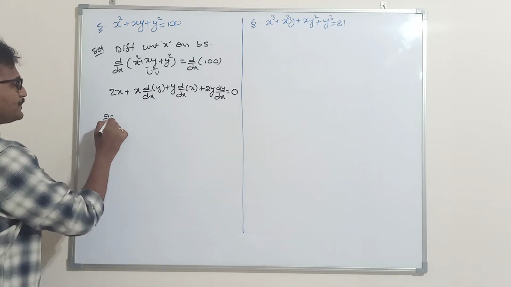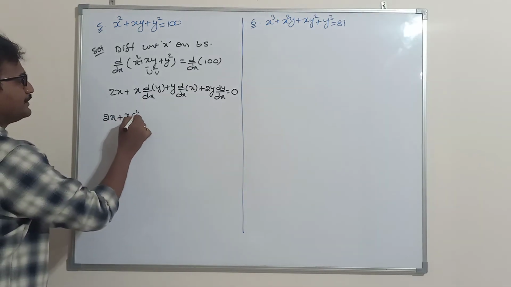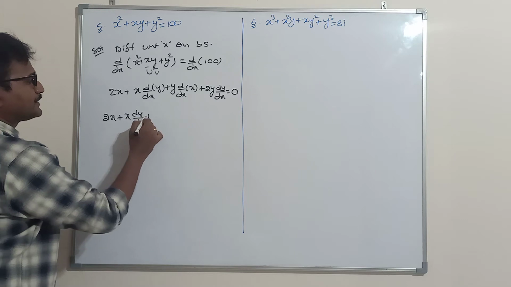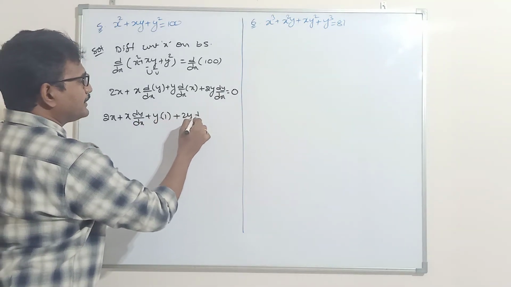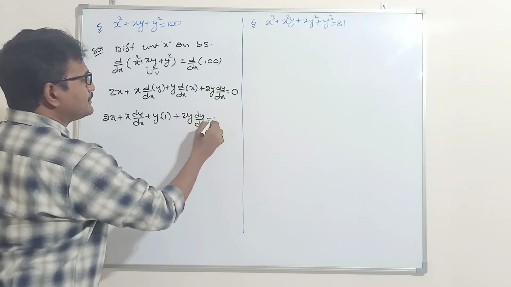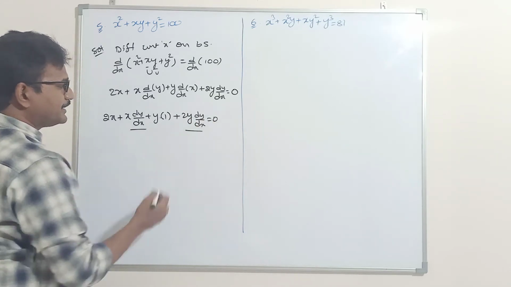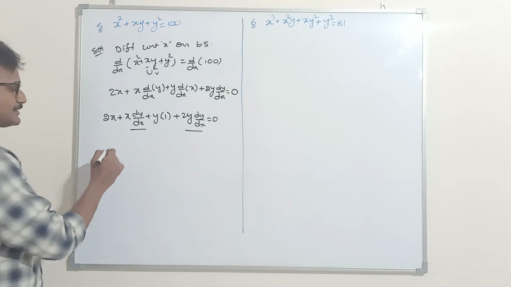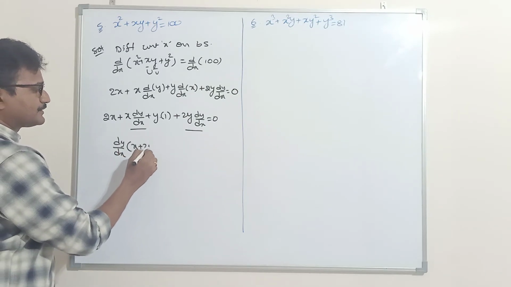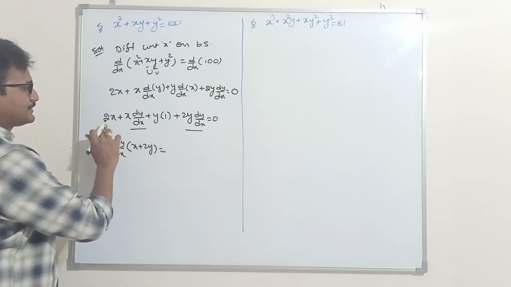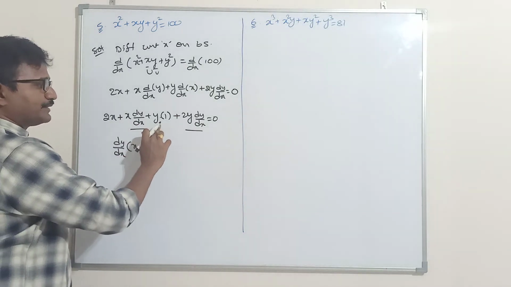So 2x plus x into dy by dx plus y into derivative of x, which is 1, plus 2y into dy by dx is equal to 0. So here dy by dx is there, here also dy by dx is there. So take dy by dx common. Then what we will get: x plus 2y. Next, send 2x and y into 1, which means y.